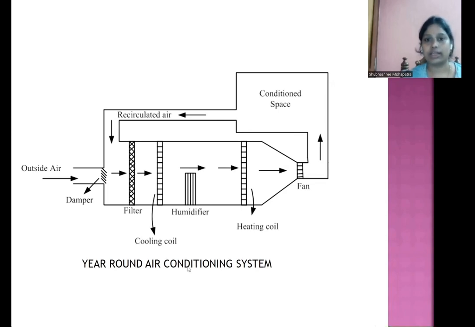Then it will directly pass through the heating coil, as the humidifier will be deactivated at that time. And the heating coil will be set as per the requirement of the conditioned space. Then through the heating coil, it will go to the fan, and through the fan, it will be supplied to the conditioned space.